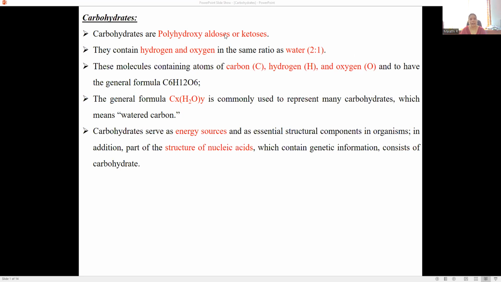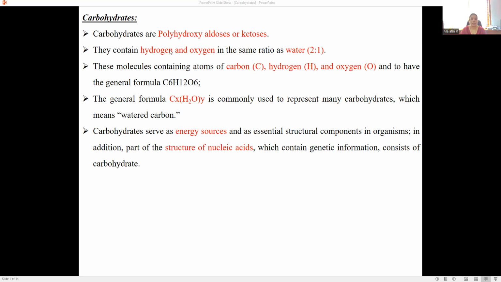And it will be either an aldo sugar or a keto sugar, based on the presence of the functional group, whether an aldehyde group is present or a keto group is present. If an aldehyde group is present, you call it an aldo sugar. If a keto group is present, it is a keto sugar. So either one of the sugars will be there, never both functional groups.